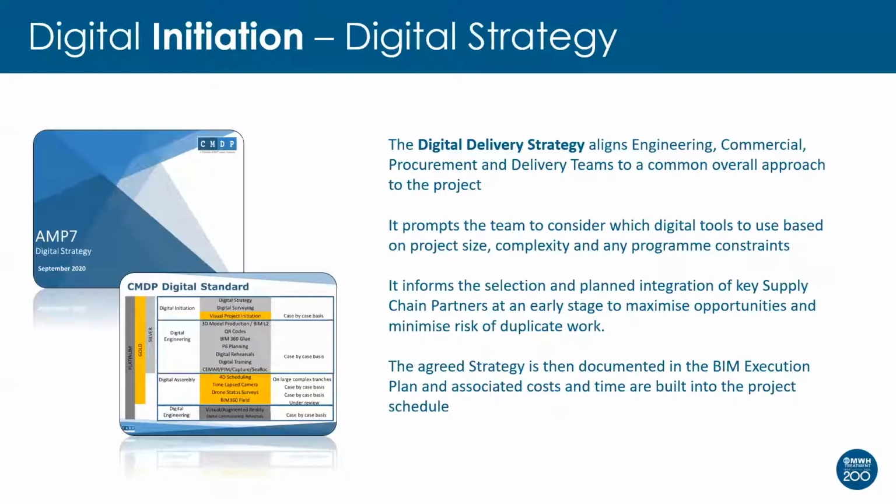We found that this is absolutely key. Setting your digital delivery strategy aligns the functions in your teams, such as engineering, commercial, procurement and delivery teams, so that everybody's working towards a common goal, a common approach on the project. So it sets your stall out before you start.